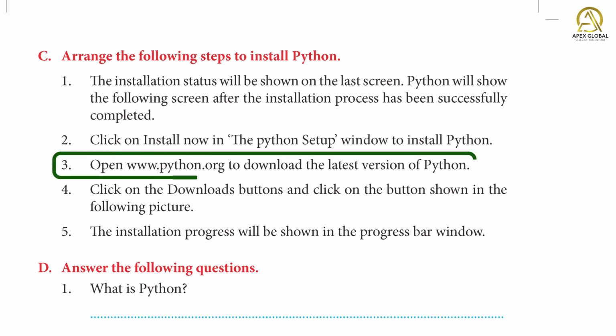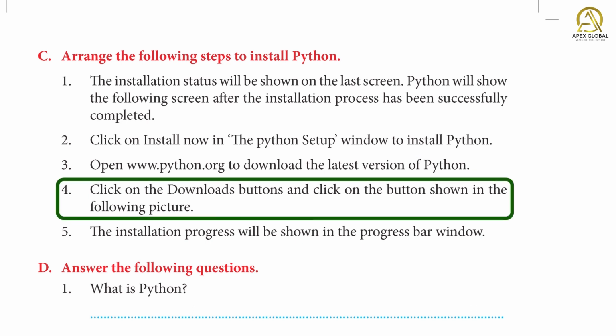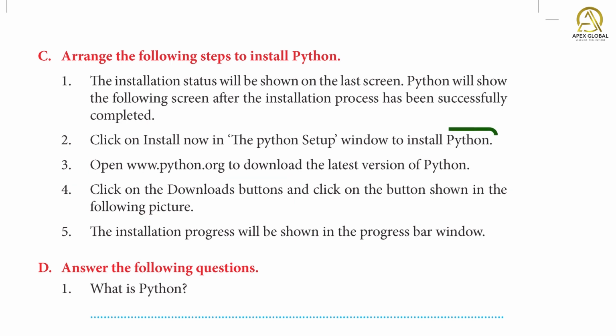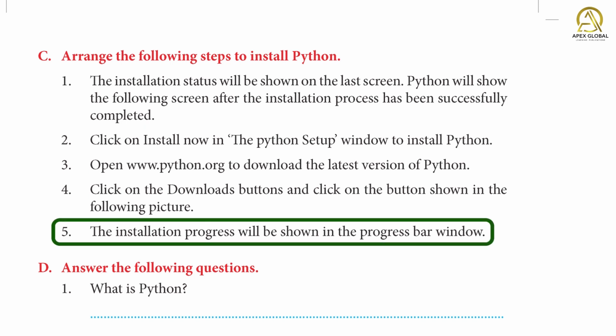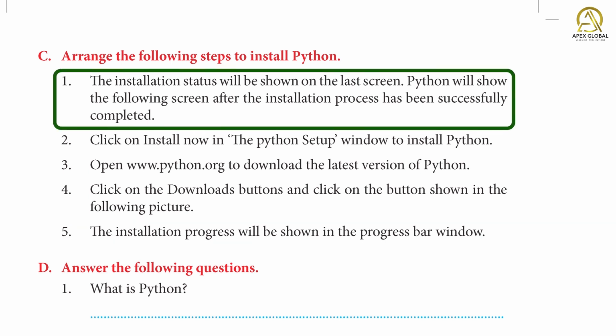Answer: Open www.python.org to download the latest version of Python. Click on the download button and click on the button shown in the following picture. Click on Install Now in the Python setup window to install Python. The installation progress will be shown in the progress bar window. The installation status will be shown on the last screen. Python will show the following screen after the installation process has been successfully completed.